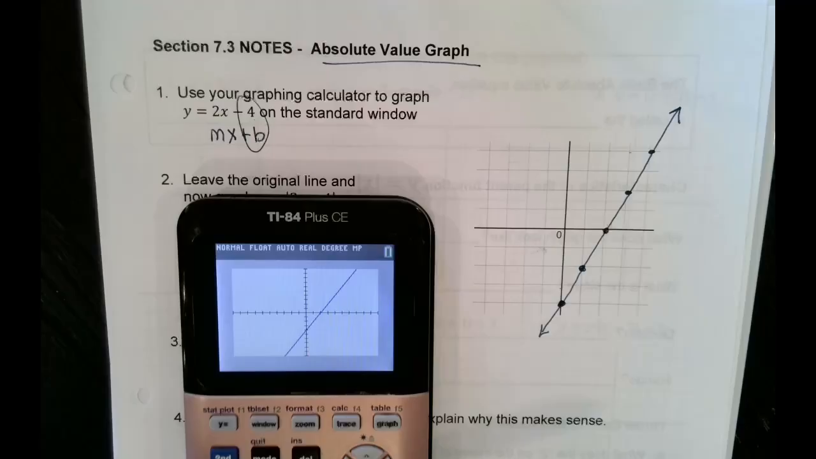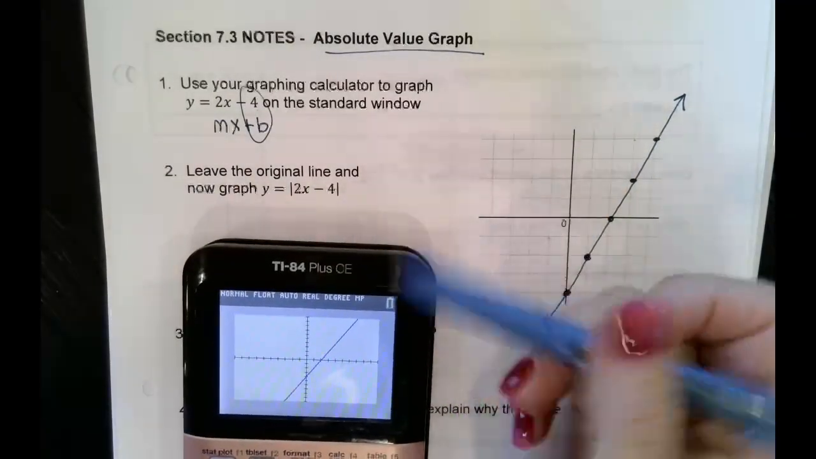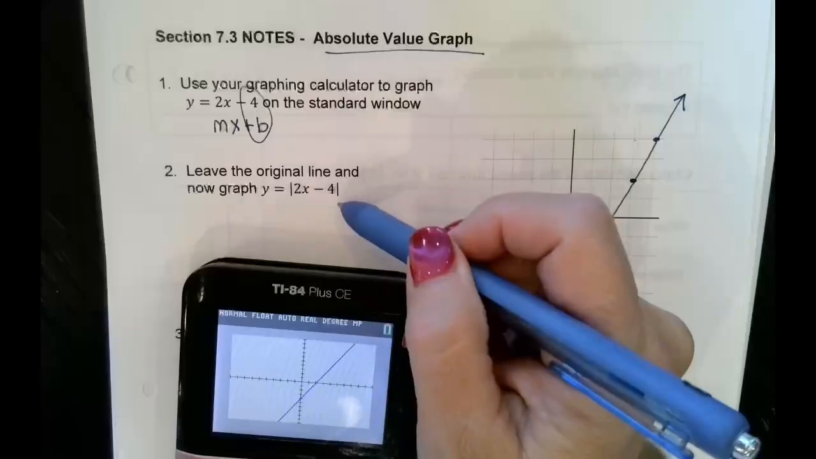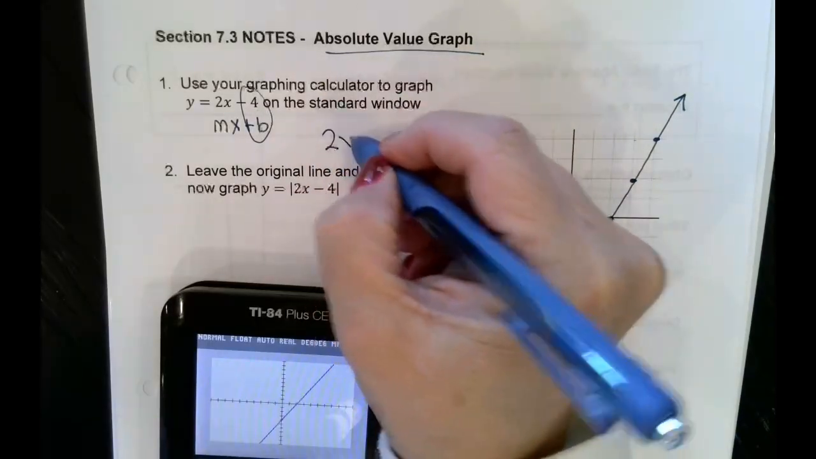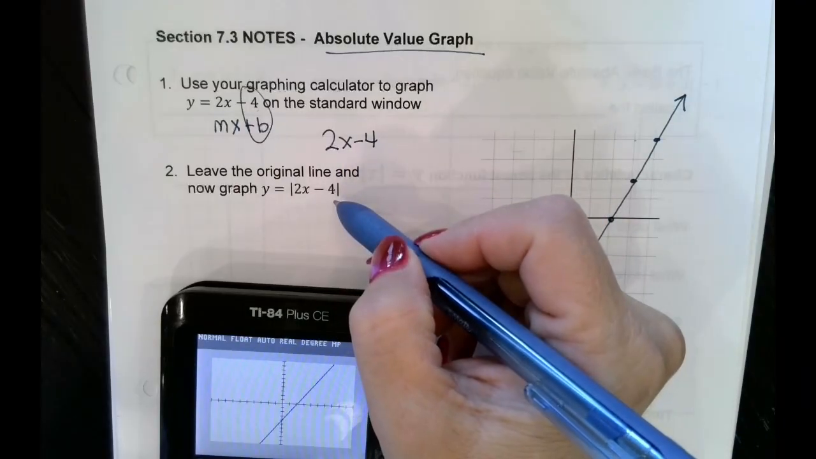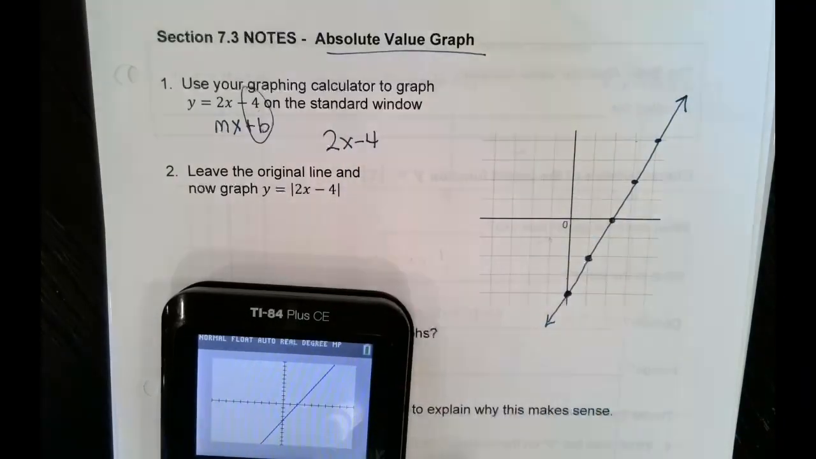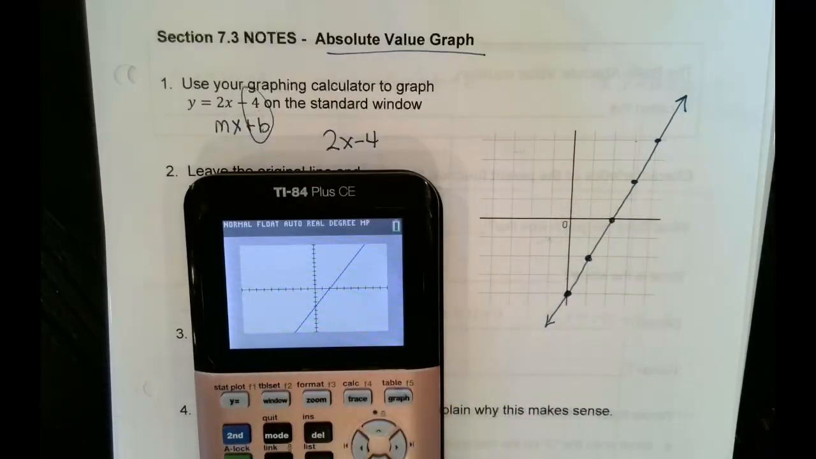Okay, so we're going to leave the line on a paper, and now what we're going to do is make this an absolute value. So if you look at what's on the inside of this, this is a line. This is what we just graphed, right? 2x minus 4. So this is a linear function inside my absolute value bars. All right, so let's look and see what happens, and then we'll talk about it. So we're going to leave this line on here, but we're going to graph another line.